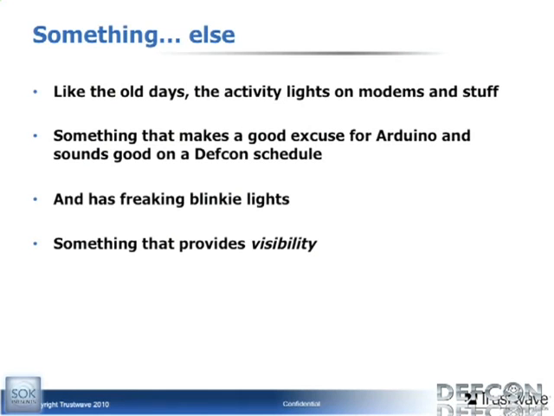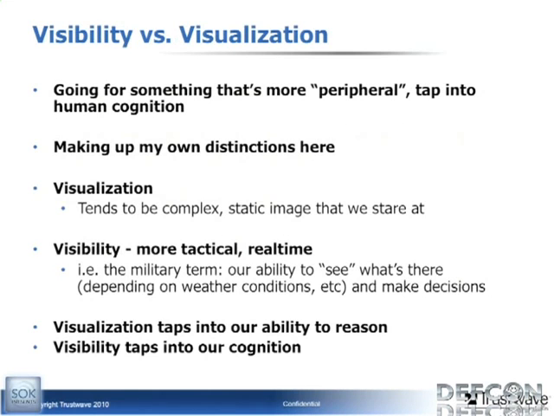And of course, something gives you visibility. So now I'm going to start butchering some other words, okay? Visibility versus visualization. This is me trying to figure out how to do the differentiation. It's not that these words totally, if you look them up in the dictionary, have this difference. This is just me trying to express something. But I'm going for something that's peripheral, okay? I'm trying for something that is going to tap into your cognition. Okay, cognition, we'll talk about that in a little bit.